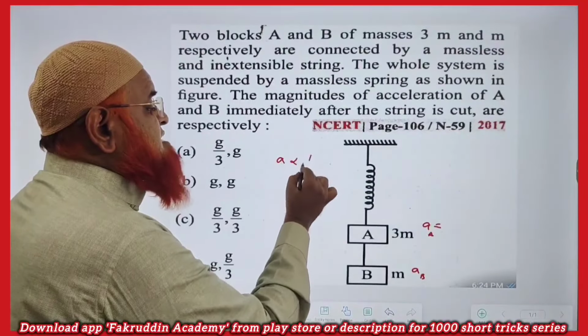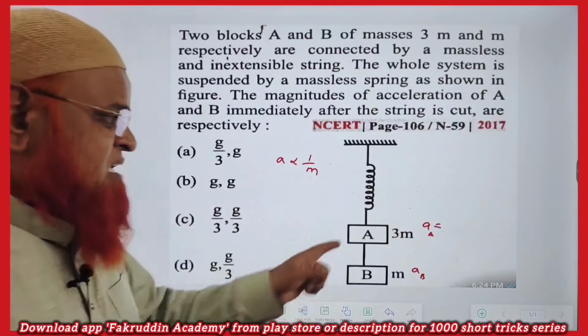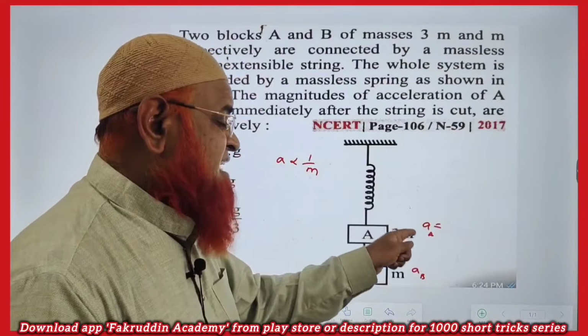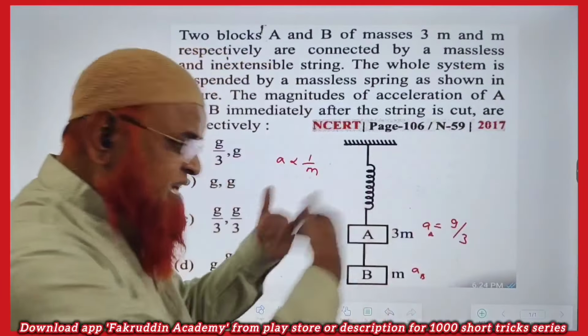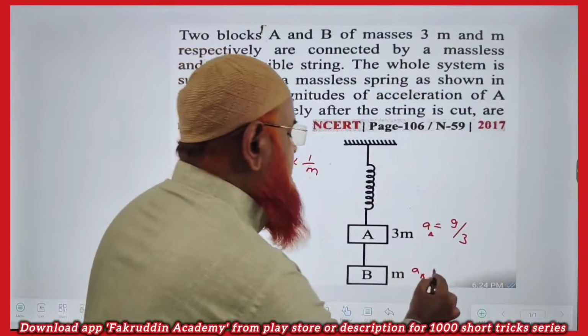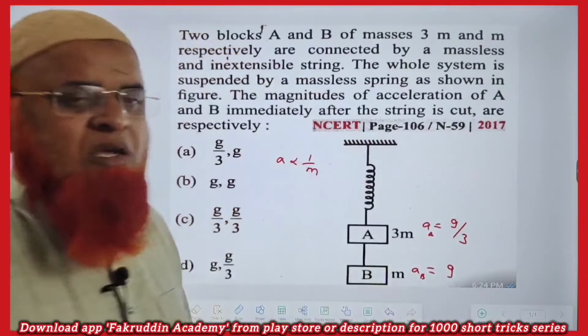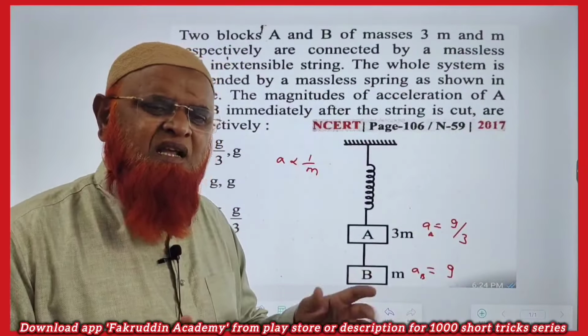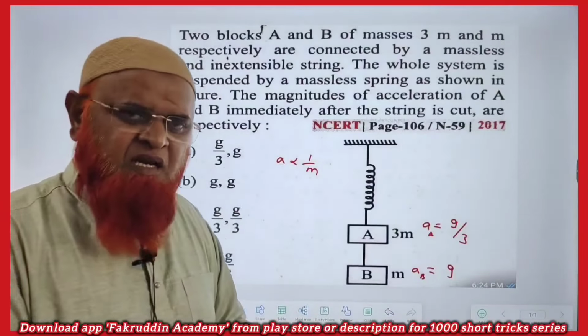एक्सेलरेशन एंड मास आर इनवर्सली रिलेटेड. एक्सेलरेशन इज इनवर्सली प्रोपोर्शनल टू मास. इसका मतलब जिसका मास ट्रिपल है उसका एक्सेलरेशन ड्यू टू ग्रेविटी g/3 होगा और जिसका मास m है उसका एक्सेलरेशन g ही होगा. बस इतना सा चीट कोड याद रख लीजिए, इसको कोई फ्री बॉडी डायग्राम की जरूरत ही नहीं है. ठीक है, समझ गए आप लोग.